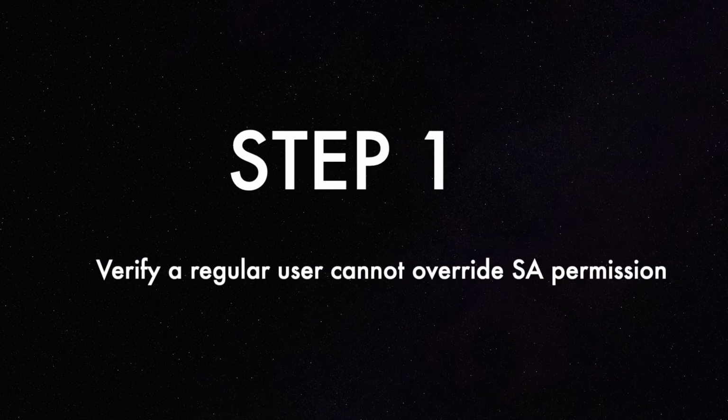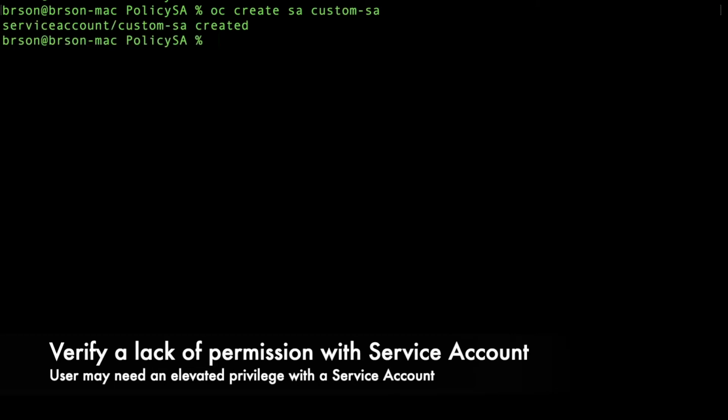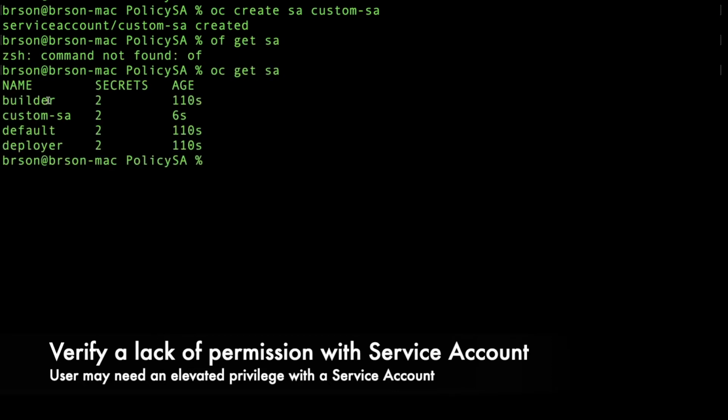Step 1. Verify a regular user cannot override service account permission. Here I'm logged in as an ordinary user, user 1, and I'm going to try to create a service account, which I can. The command is oc create SA, an acronym for service account, and I'm going to name it custom-SA. Any user or developer should be able to create it for that project. This is created now, and I'm going to check the existing service account with the oc get SA command. As you can see, there it is.